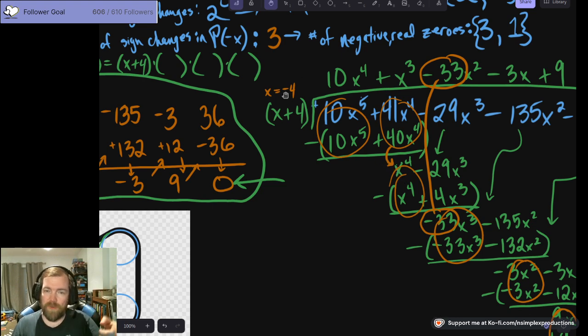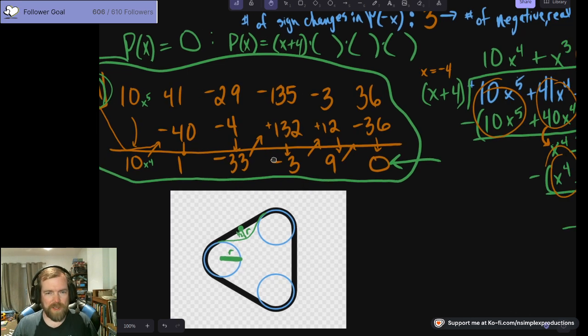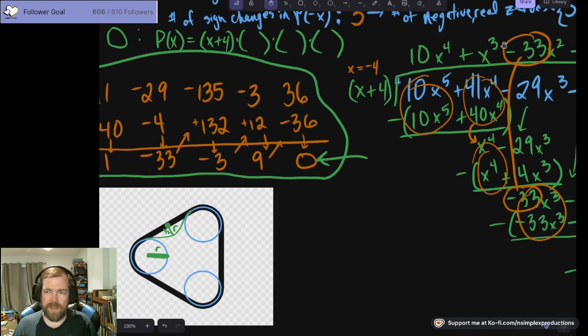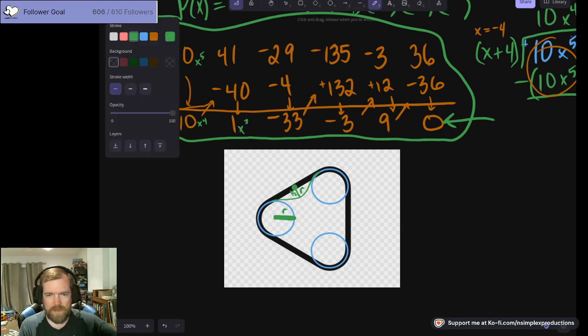So we take the 0, x equals negative 4. We pop that out here, and that's going to be our reference. And we take the 10, we multiply it by negative 4, and now it becomes negative 40. And then we just add them. 41 plus negative 40 gets us 1. And by the way, that 1 is now here. Plus 1 x to the 3rd. It's the next term down. Right, so x to the 3rd.